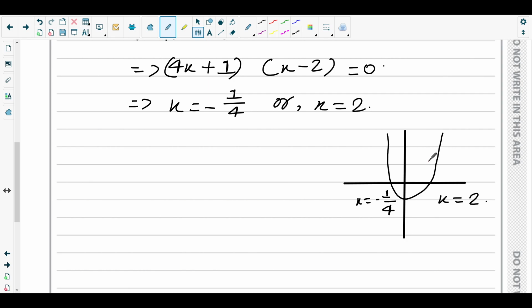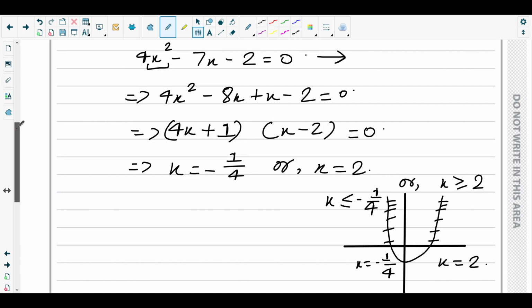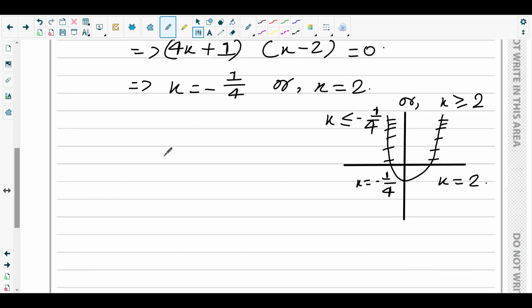Greater than or equal to 0 means above the x-axis. So which part of the curve is above the x-axis? This part, and this part. These two parts are found for which x values? The x value is less than or equal to −1/4, or greater than or equal to 2. Why did I say or? Because they don't have anything in common, so it is a union, otherwise you have to say or.